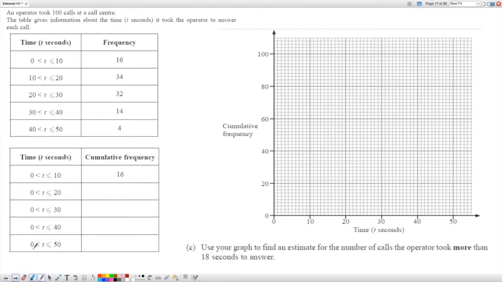This question is about cumulative frequency. We have an operator who takes 100 calls. First off, we need to do the cumulative frequency. The first value is 16. We then must add 34. 16 plus 34 is 50. Then we add 32. Plus 50 gives us 82. Then add our next value, 14, plus 82, 96. And our last value here of 4 gives us our total of 100.